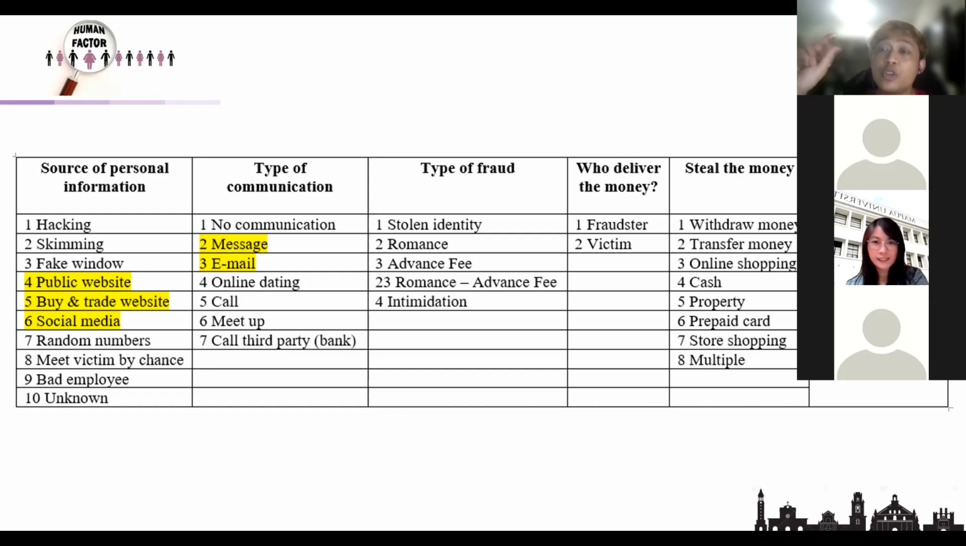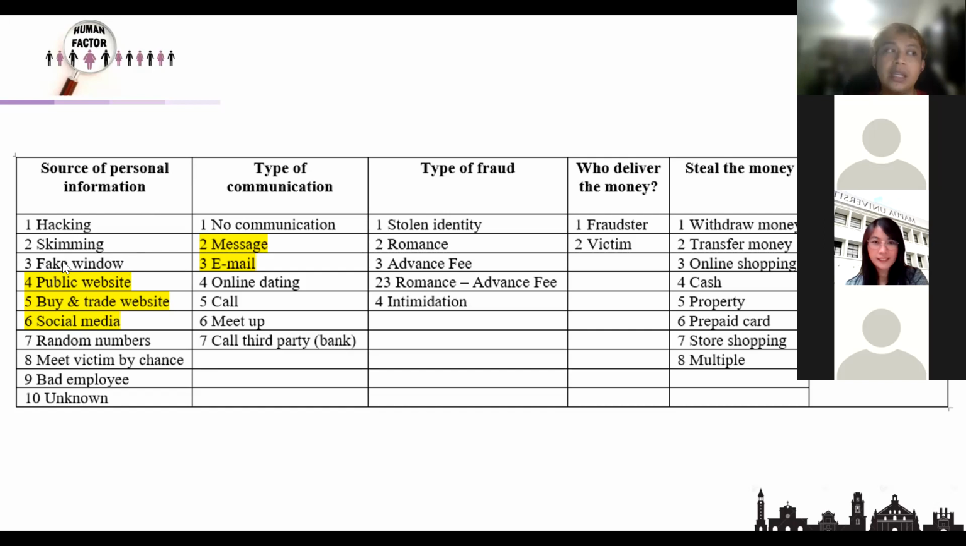The one I showed you using hierarchical task analysis is the one for credit card fraud, or stolen identity fraud, like debit card, credit card, or stolen identity. Look at this one. The source of personal information is very important. It can be from hacking, or skimming, like the skimmer in the ATM machine. A fake window, it can be a fake ATM.